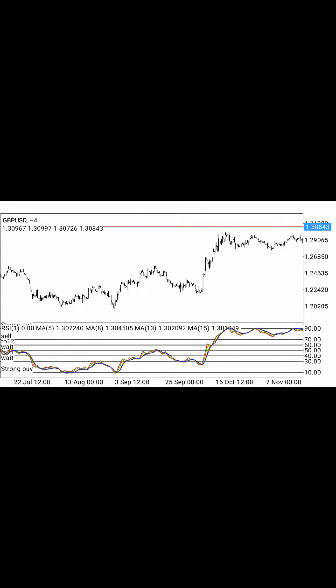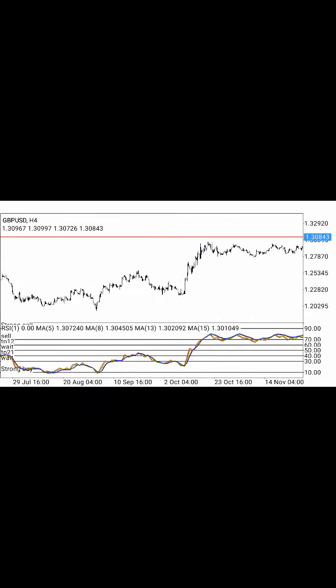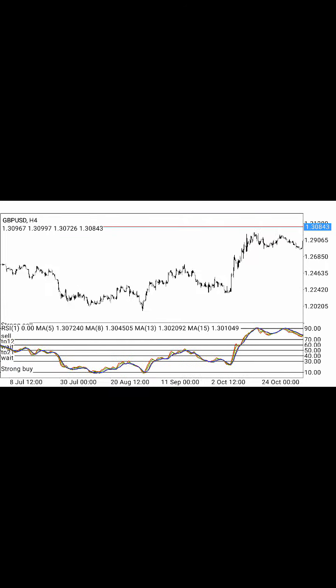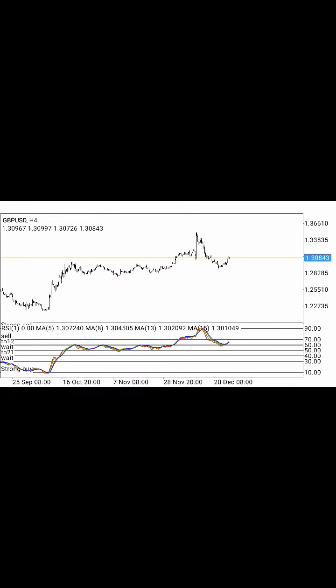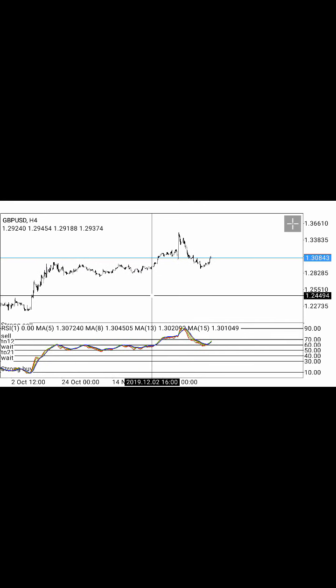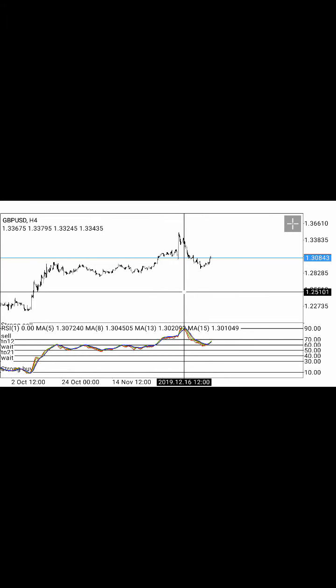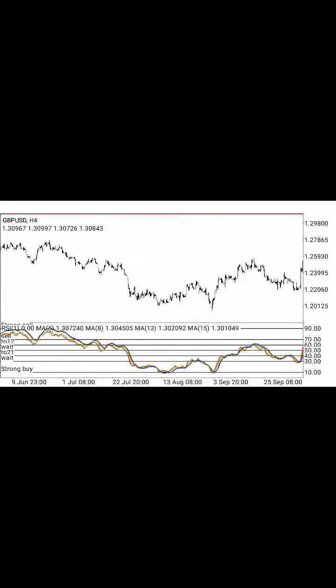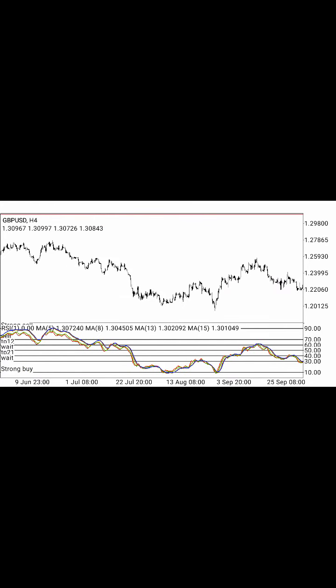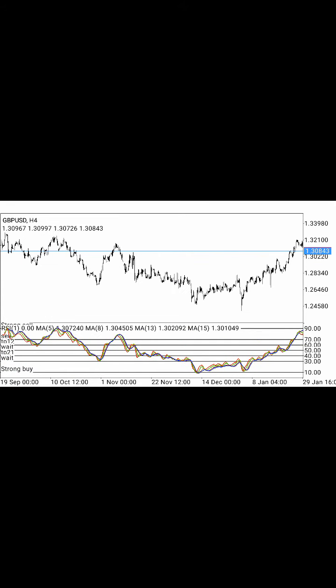Okay, let's go forward. This one is very big. Let's check what's happening here. No, it actually didn't touch. Yeah, this is the one. You see, it touches 90 here, and around here. So this is your sell line, still on the sell. That's how the strategy works, guys. I call it RSI May. Just practice the strategy and check it on different currency pairs.